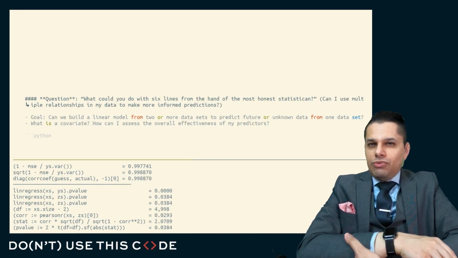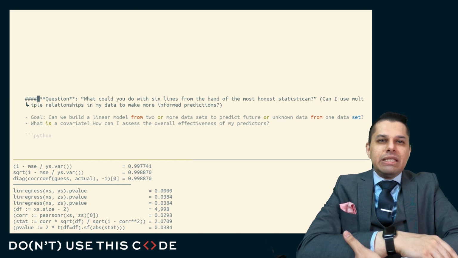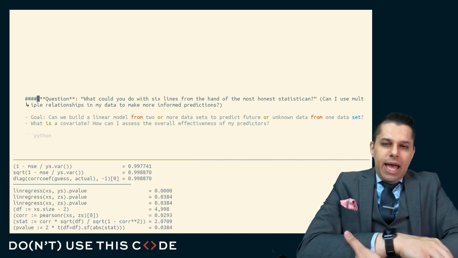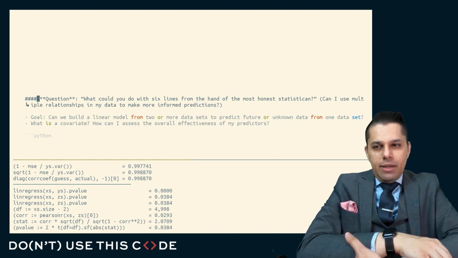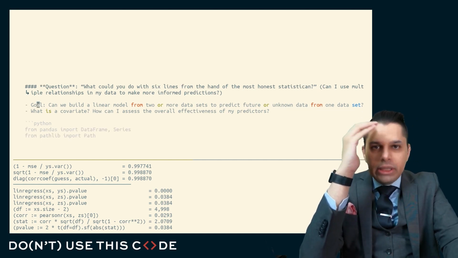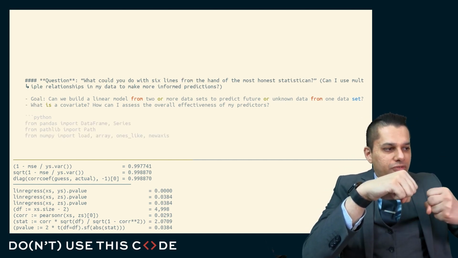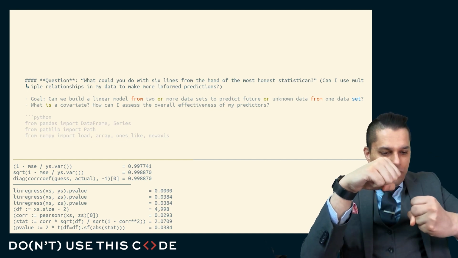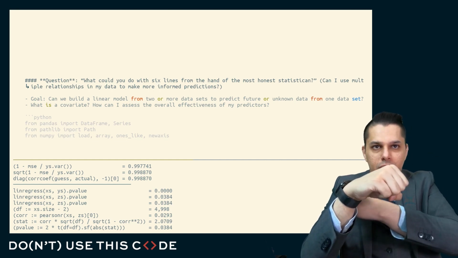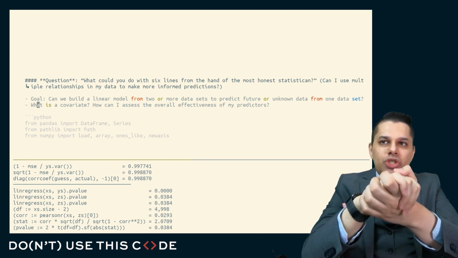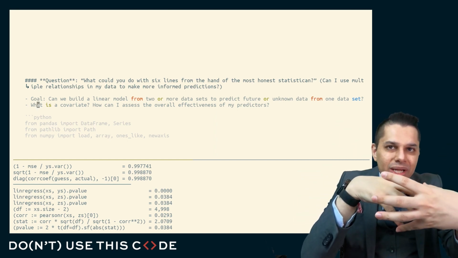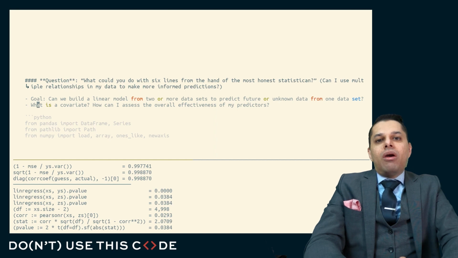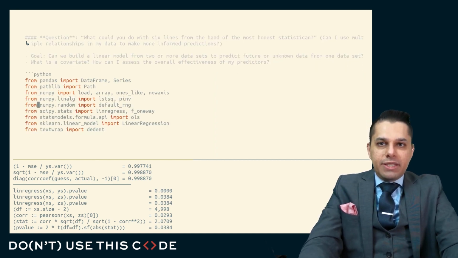Cardinal Richelieu said, "What could you do with 6 lines from the hand of the most honest statistician?" And in this question, we want to talk about multiple relationships in data and using that to make more informed predictions. Because we've talked about linear regression where we have one factor and one coefficient to make one prediction of one value. But what if the linear relationship is multiple things and a linear combination of multiple things providing our resulting value that we want to guess?